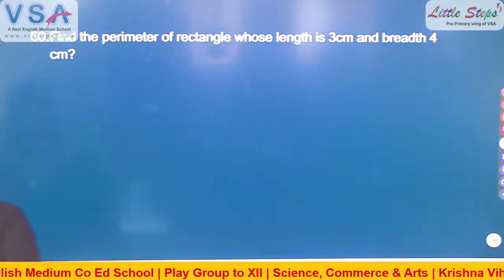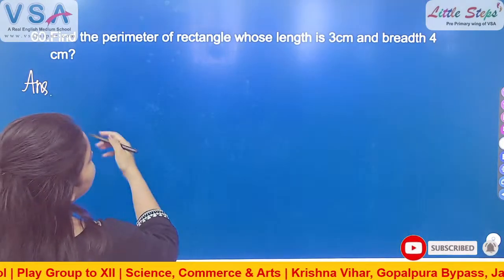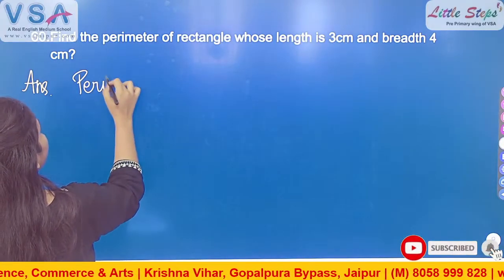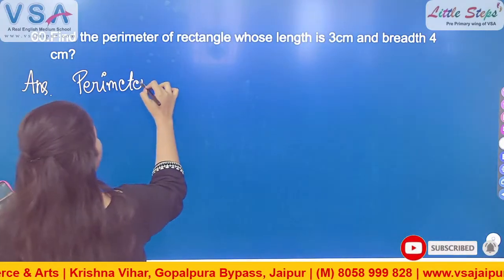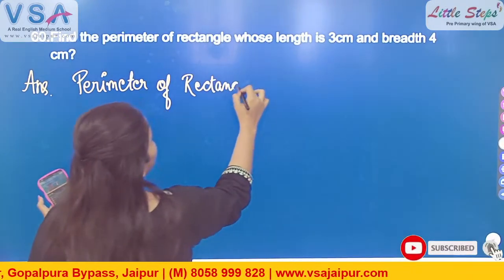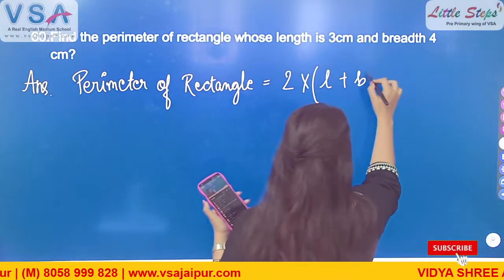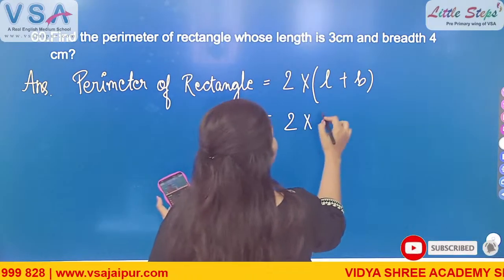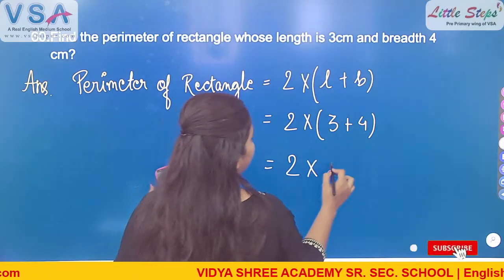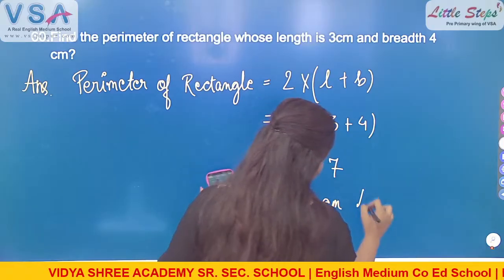Yes. Last question of this class. Find the perimeter of rectangle whose length is 3 centimeter and the breadth is 4 centimeter. We have to find out perimeter of rectangle, and the perimeter of rectangle is 2 multiplied by length plus breadth. So this is the formula. We will put the value of length and breadth. The length is 3 and the breadth is 4. On adding 3 and 4, we have 7, and 2 sevens we have 14 centimeter is the answer.